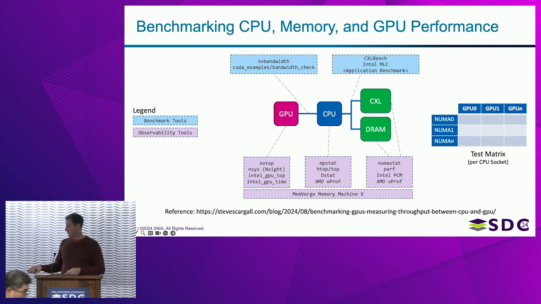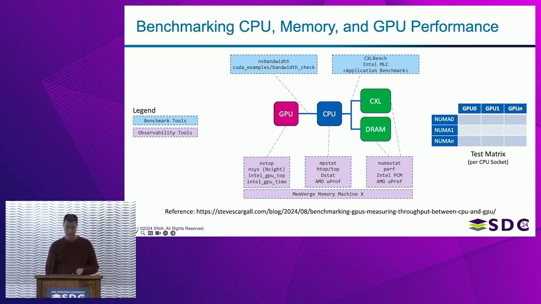And then on the right-hand side is just a very simple test matrix, right? Typically, on a multi-socket system, you want to figure out what the performance is if I keep everything local to the socket. In theory, it should be faster than if I have to go to remote. But quite often, going remote is better than going external to the system itself.